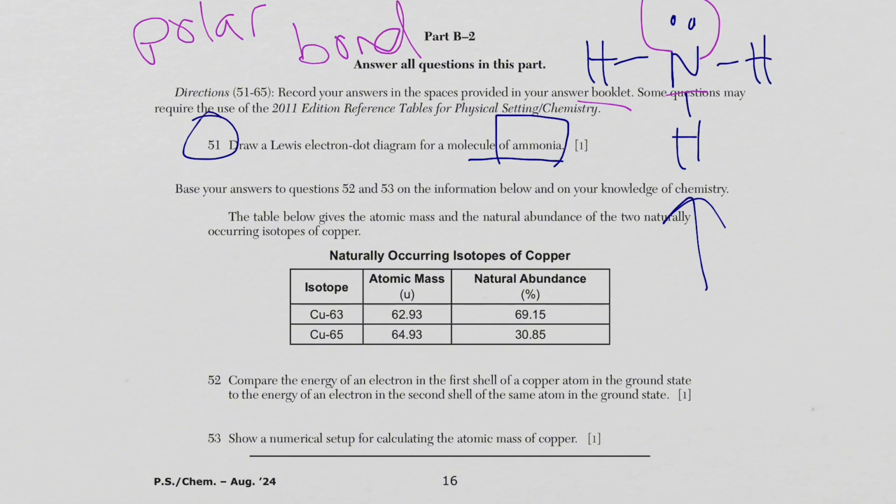For 52, it says, compare the energy of an electron in the first shell of a copper atom in the ground state to the energy of an electron in the second shell of the same atom. As you go further away from the nucleus of any atom, the electrons have more energy. It's just a fact, Jack. So when it says compare, what we want to say is that the energy of the electron in the second shell is greater than the energy of an electron in the first shell.